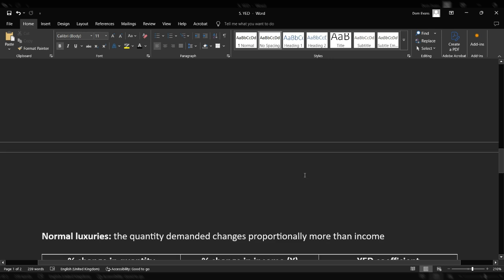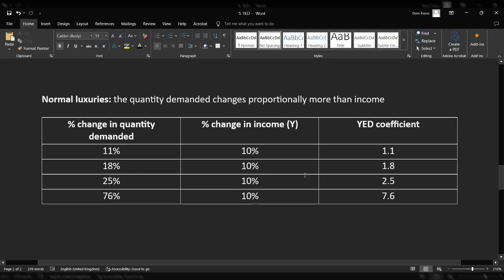Okay, normal luxuries. This time we've got an increase in income and demand changes by proportionally more than that in the same direction. So these are foreign holidays, expensive jewelry, expensive clothing. As incomes go up, I'm going to spend a lot more on these products, okay? From an increase in income of 10%, 11% more quantity demanded.